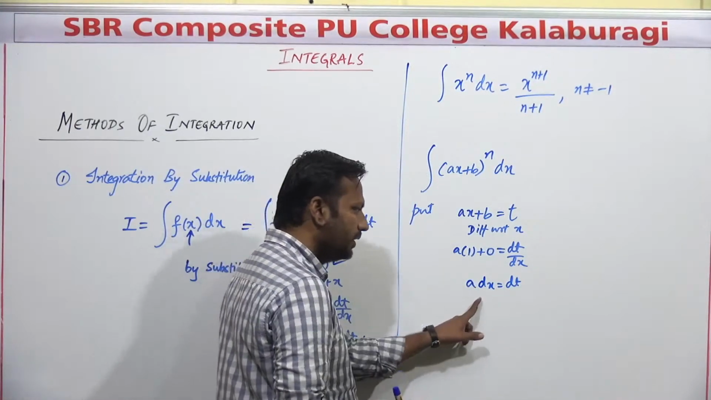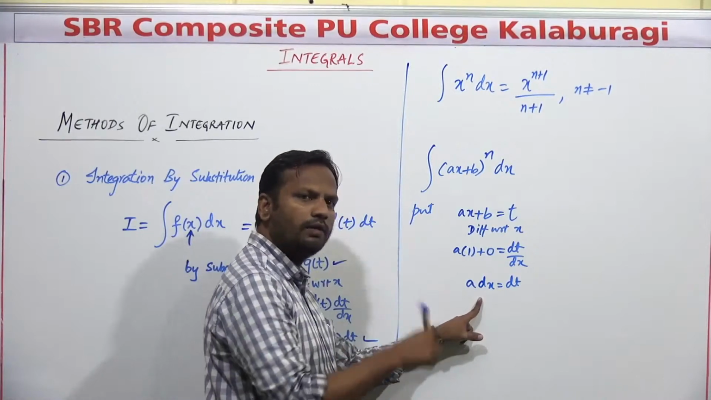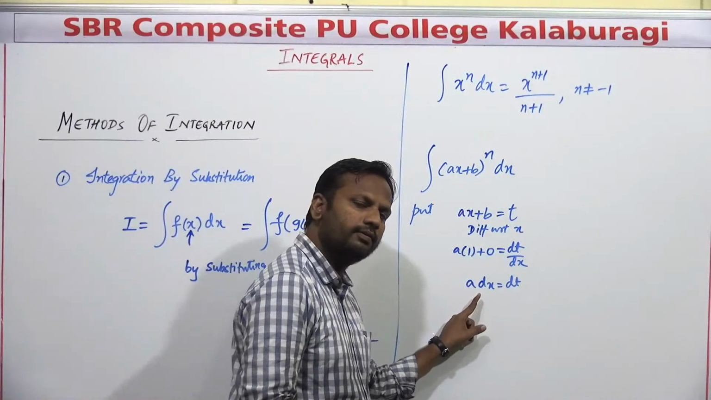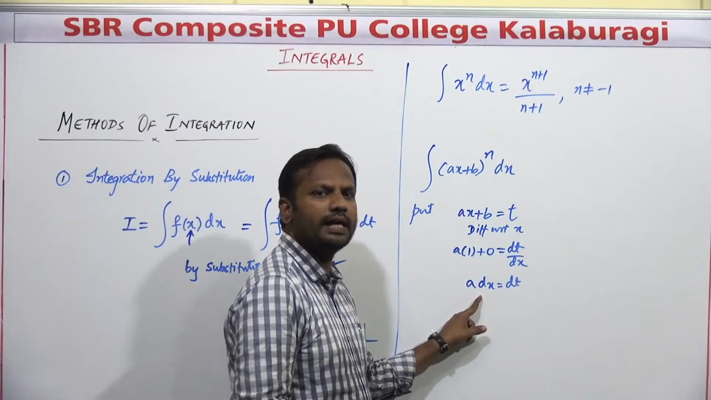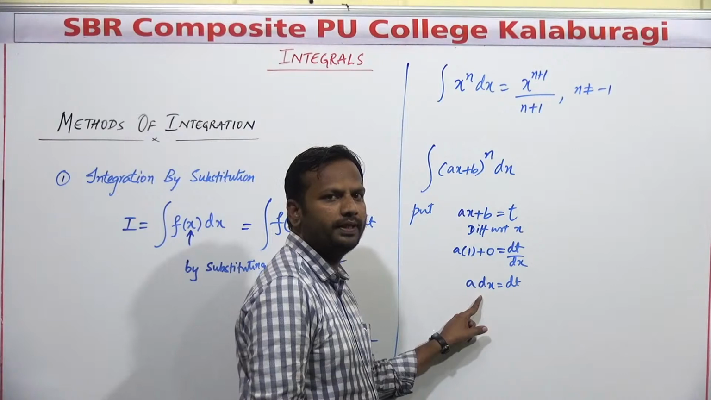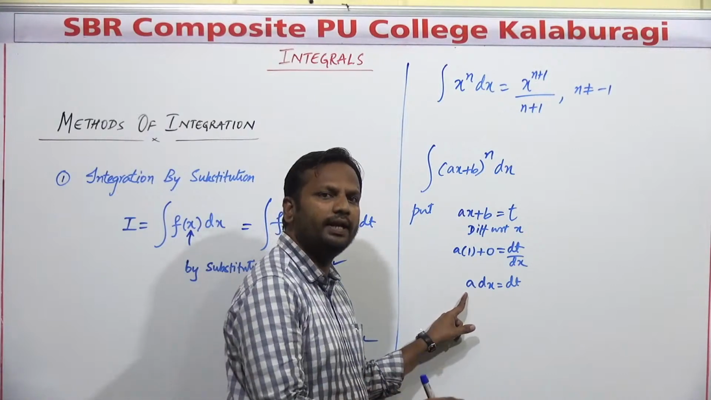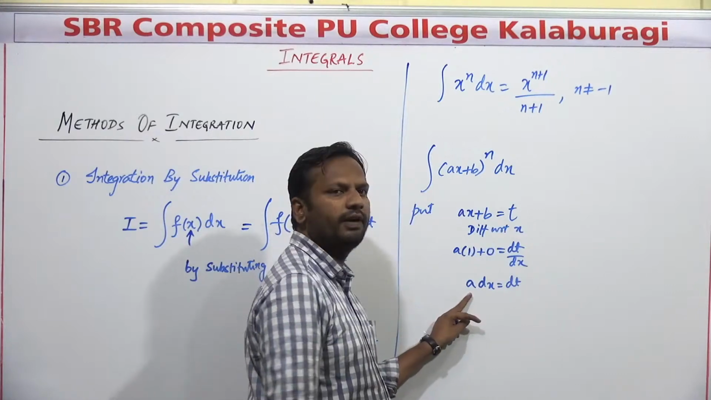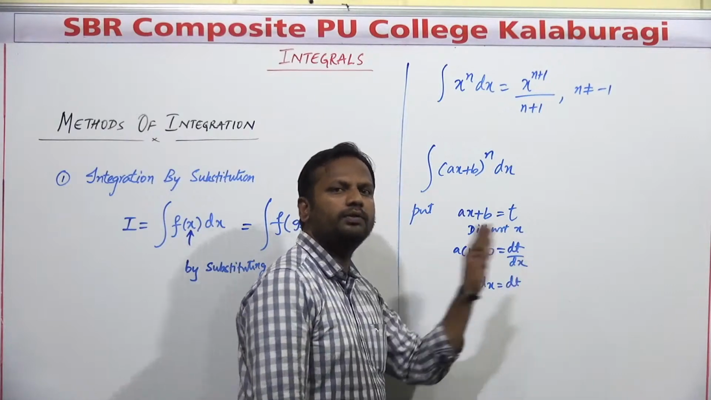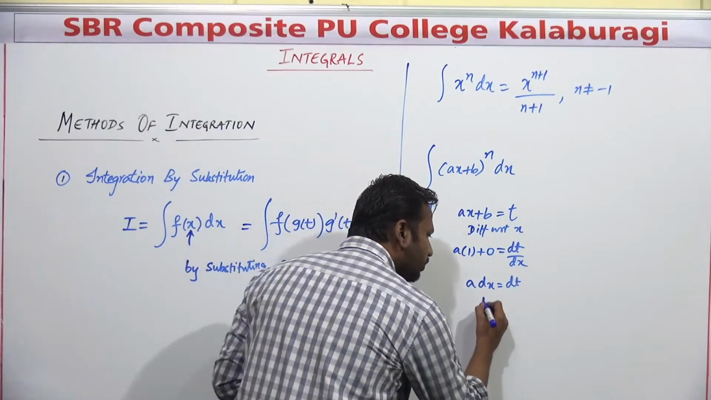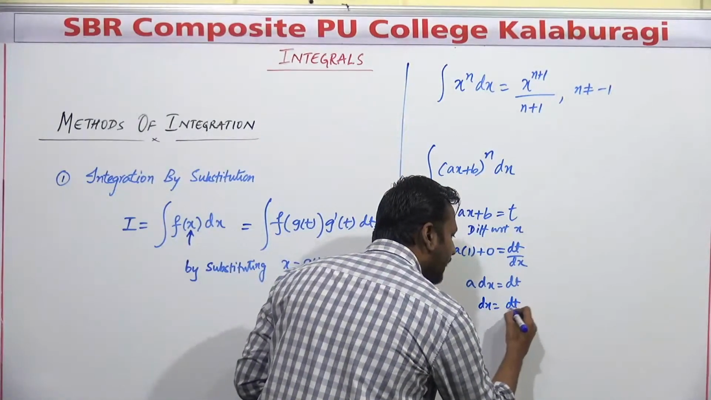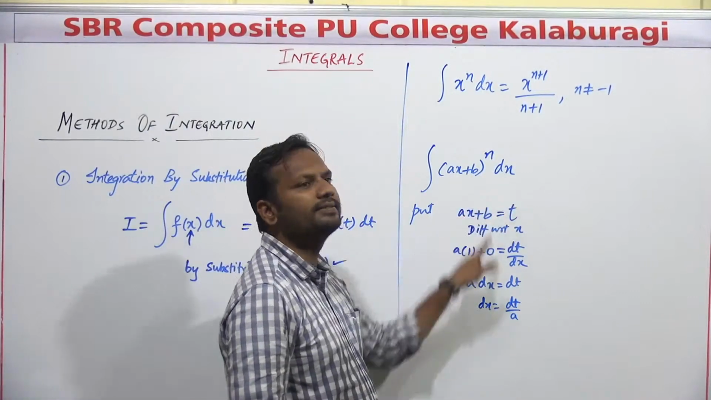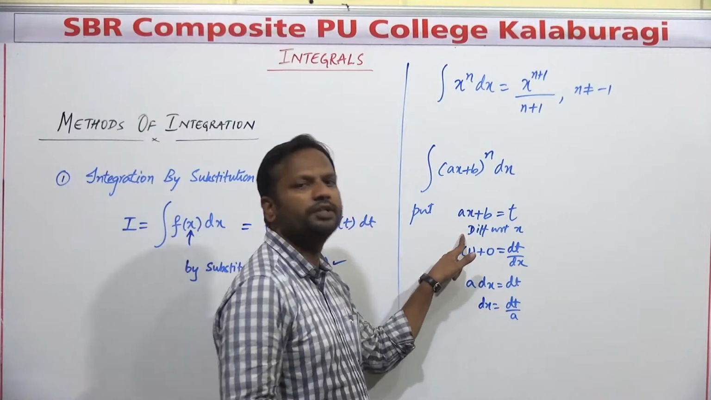Remember one thing: on the left hand side, only the x variable and its factors should be there. Remaining constant terms or negative values we have to send back to the right hand side. Here we find the constant a, so send it back to the right hand side. So dx will be dt by a. Why are we doing like this? Because I have to interchange x as t there. That's why we are differentiating here.